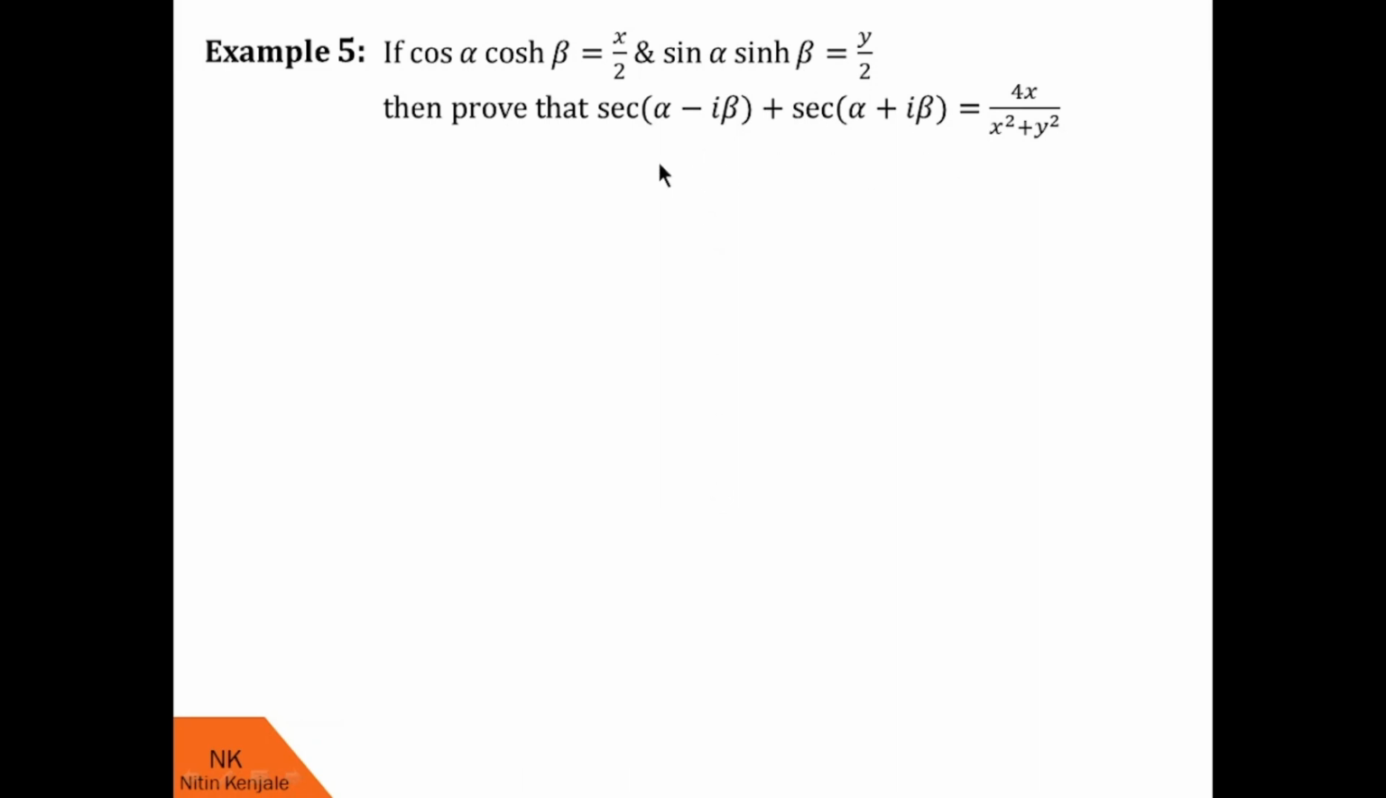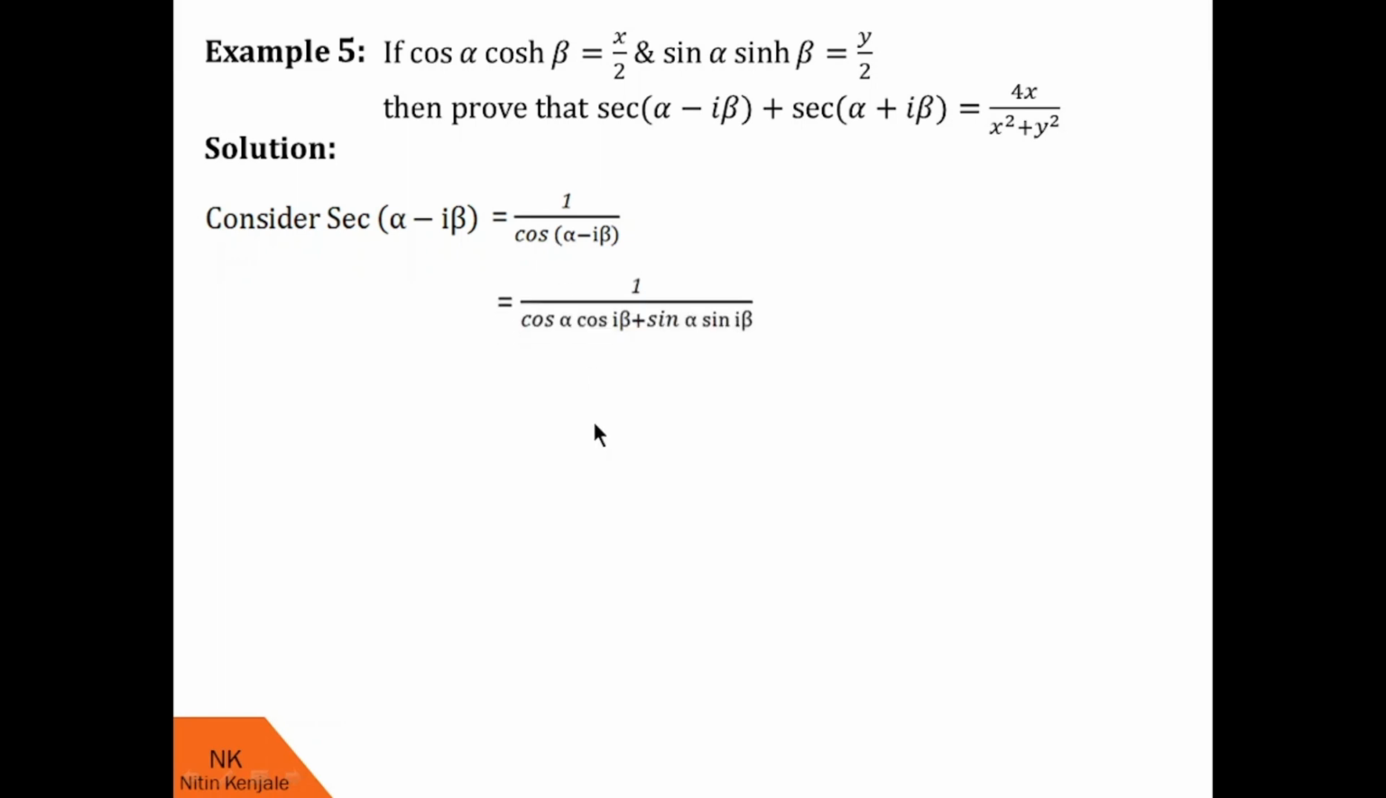In this statement, we begin with the LHS. So in the solution, we take the sec of (alpha minus i beta) part first. Sec of (alpha minus i beta) can be written as 1 upon cos of (alpha minus i beta). This can be treated as cos of (A minus B). And we know the expansion of cos of (A minus B), which is cos A cos B plus sin A sin B. So this can be written as 1 upon (cos alpha cos i beta plus sin alpha into sin i beta).